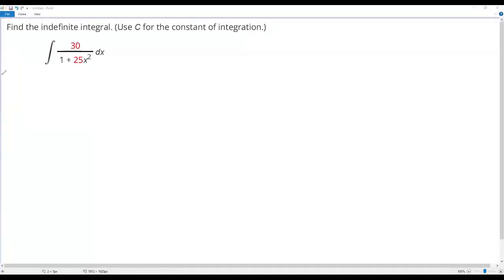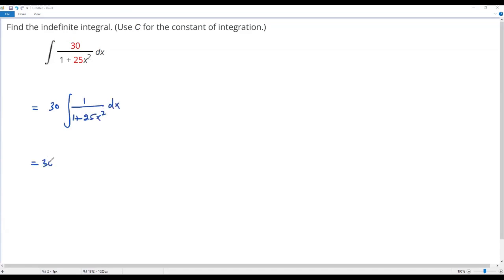Here we have a problem in integration, that is we have to find the indefinite integral over here. Okay, let me start working on this. In my first step, I am moving this constant 3 out of the integral. Then I'm getting 3 times integral 1 over 1 plus 25x squared times dx.